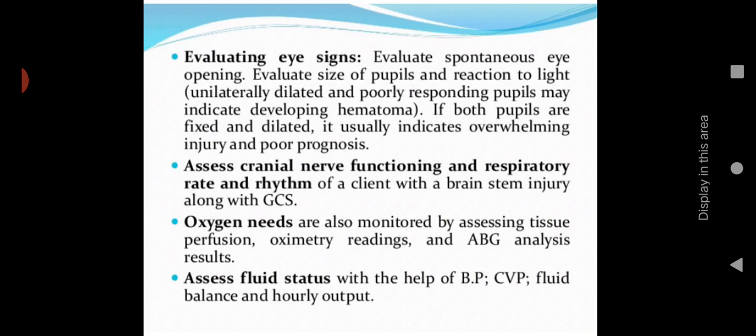Then assess cranial nerve functioning and respiratory rate and rhythm. Okay, we have to check for cranial nerve functioning. The total pairs of cranial nerves we have to assess, whether they are functioning or not. Then oxygen needs are also monitored by assessing tissue perfusion. We can check through pulse oximeter. Then ABG analysis helps to check the oxygen saturation in the blood.